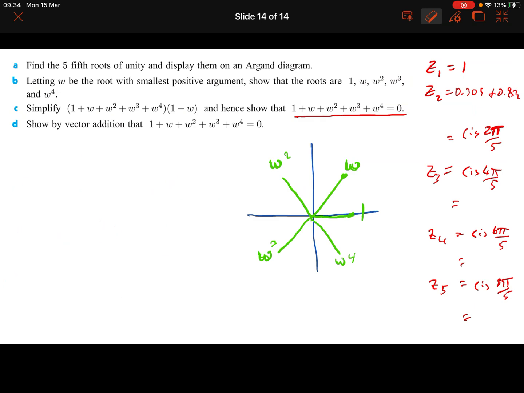Okay, so that means that if that is the case, then 1 plus W plus W squared plus W cubed plus W to the 4 times 1 minus W must be equal to 0, because all of this is 1 minus W to the 5, and if we're doing roots of unity, 1 minus W to the 5 must be equal to 0. Okay, I hope that makes sense. Also means 1 minus W is equal to 0.